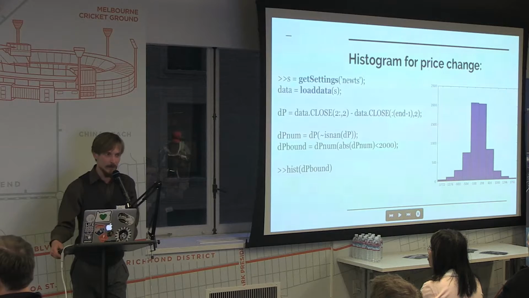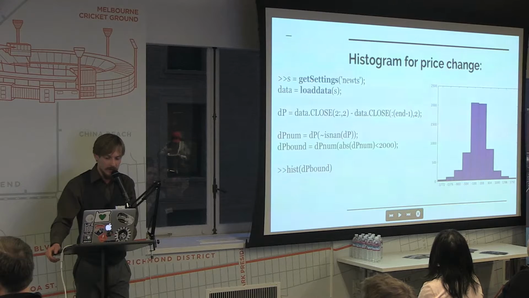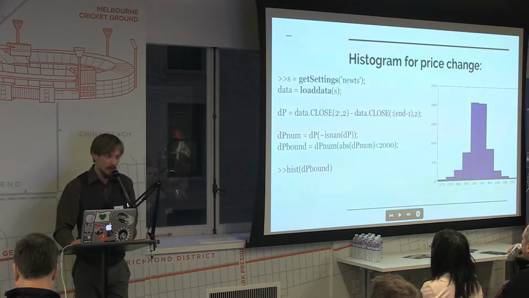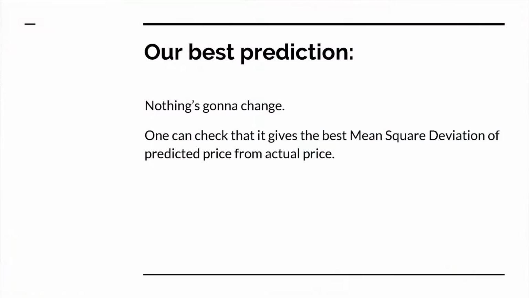Because what we see is that, well, essentially it just goes up and down and it looks more or less like a Gaussian-ish distribution centered at zero. And after staring at it, we come to a really interesting conclusion that nothing's gonna change, right? So just by staring at this data, we see that it's equally likely to go up and down. And this prediction that nothing's gonna change actually gives the best mean squared deviation of predicted price from the actual price compared to the other algorithms that you may write if they're simple enough.